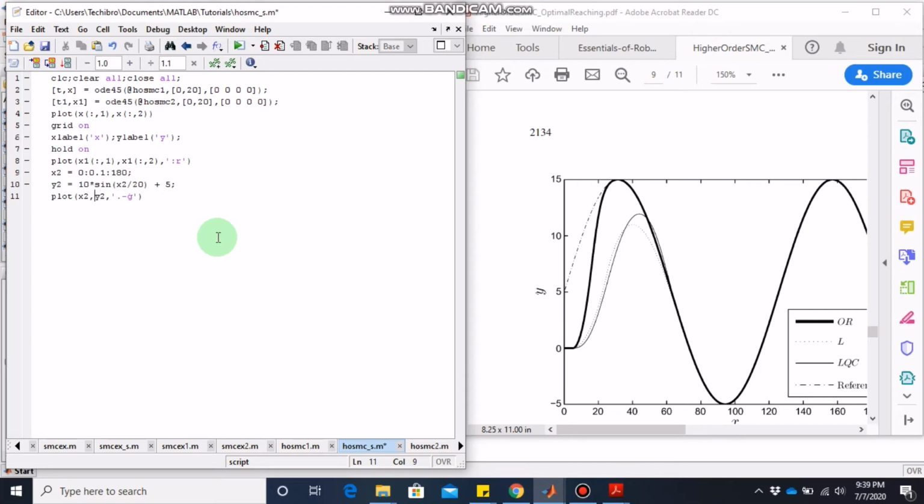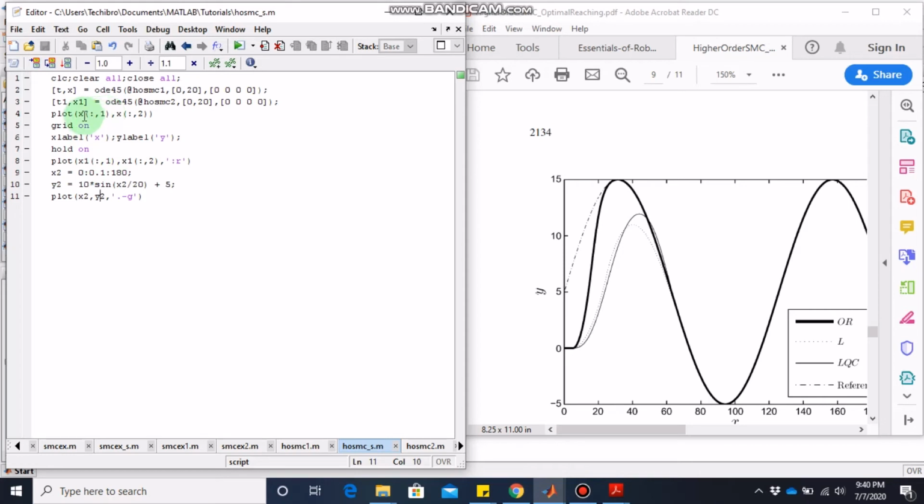x2 comma y2, this will plot the xy relationship that depicts this curve, this ideal trajectory. And now in my MATLAB code, I get the trajectories for solving the optimal control based differential equations, the Levant control based differential equation, and then I plot them here.